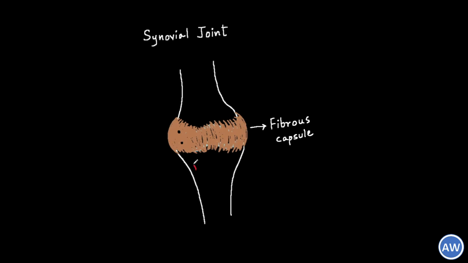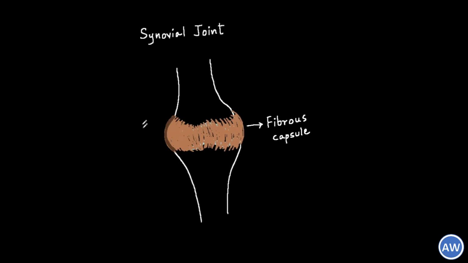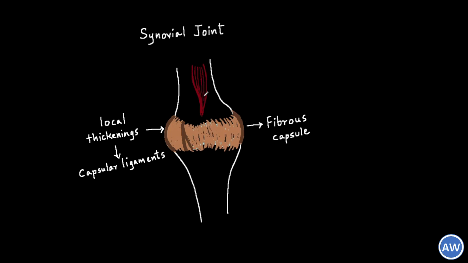The fibrous capsule is perforated by vessels and nerves supplying the joint, and it may usually exhibit local thickenings of collagen fibers, which are called the capsular ligaments. Some parts of the capsules are reinforced or replaced by tendons of the nearby muscular expansions, called the accessory ligaments.